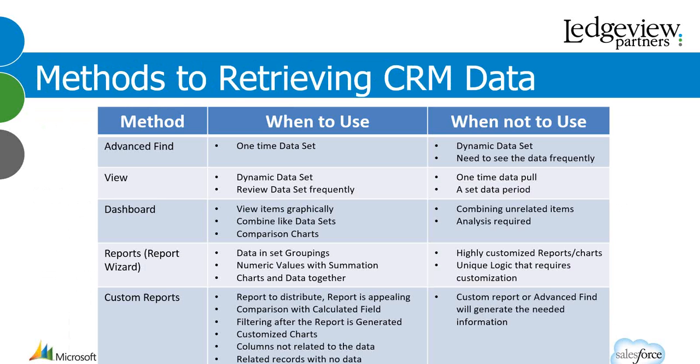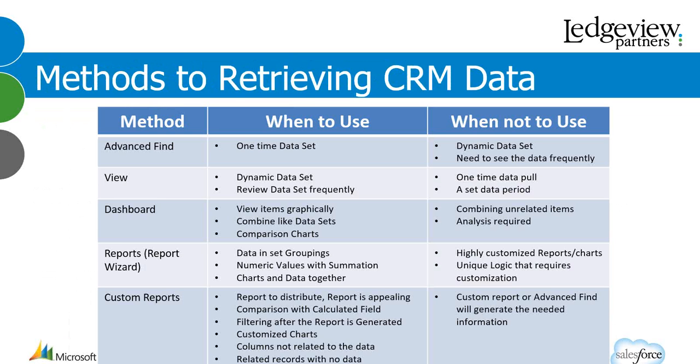When you don't want to use a dashboard is when you're combining unrelated items. If it's not something that you want to get in a quick view and the items are unrelated, just use a view or the advanced find for that. Or if there's deep analysis required, a dashboard is really just for a quick-hitting view to be able to start your day or midday to get a review of what's going on.